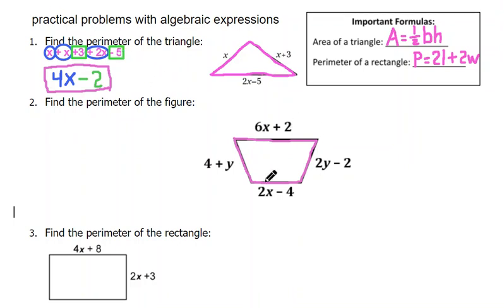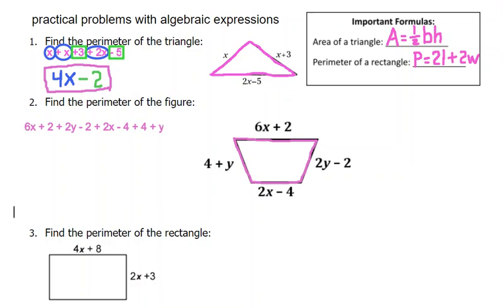All right, so I have to add up all of my sides. So let's do that. So I see on top there, I have a 6x plus 2. So 6x plus 2. And my next side is 2y minus 2. And then my next side is 2x. Oops, sorry, it says positive 2, so I'm going to put a plus 2. 2x minus 4. And then my next side is a positive 4, so I'm going to put plus 4. And then it says plus y.